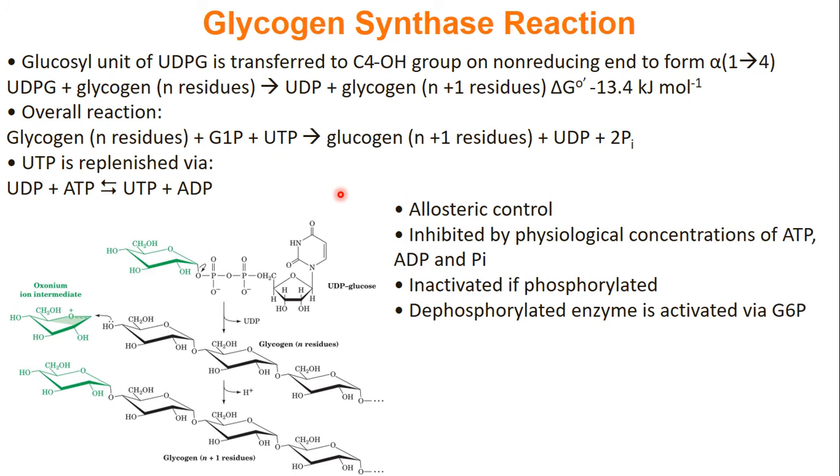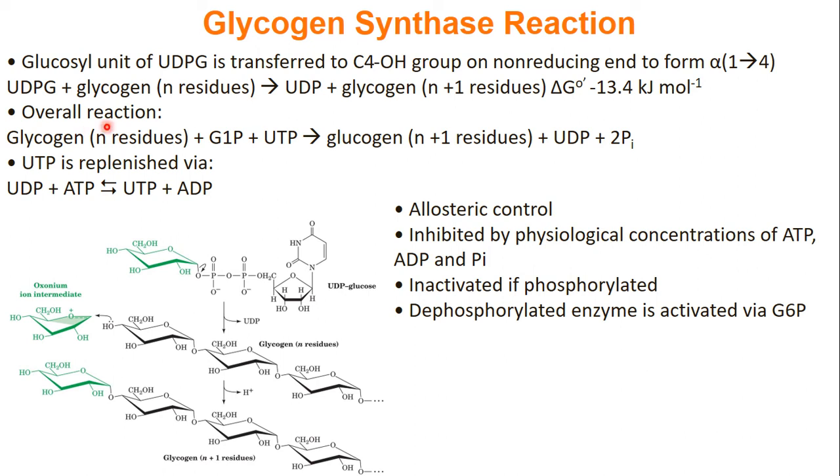Alright, so once we've formed our UDP-G, the synthesis of glycogen is rather straightforward. You take your glucosyl unit and you transfer it to the carbon 4 OH on a non-reducing end of glycogen, and you're going to form a new alpha 1,4 linkage. Overall, our reaction is UDP-G plus glycogen with n residues goes to UDP, so our UDP is lost, plus glycogen with n plus 1 residues. We have grown our glycogen by 1 glucose. Delta G is -13.4 kilojoules.